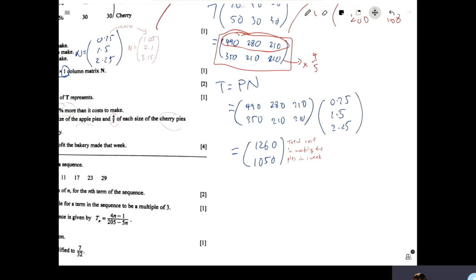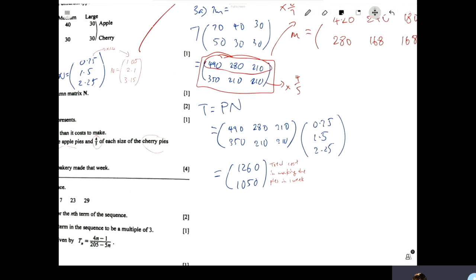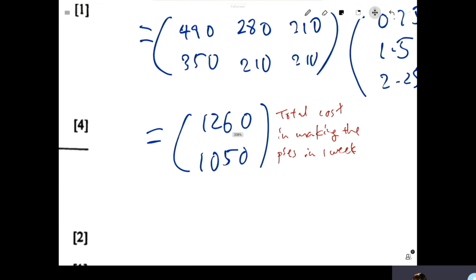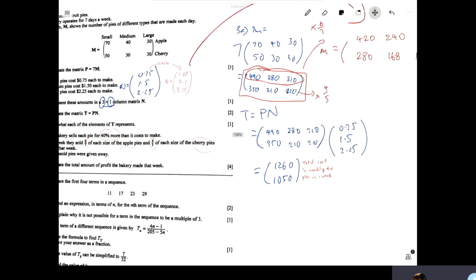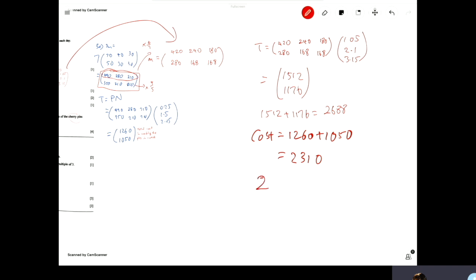But what do they want? They actually want to find the amount profit, right? So for the profit, you gotta find the total cost. So this is the total cost: 1260, 1050. Right, so that's the total cost. To find the profit, it's 2688 minus 2310. So $378. Is that right?